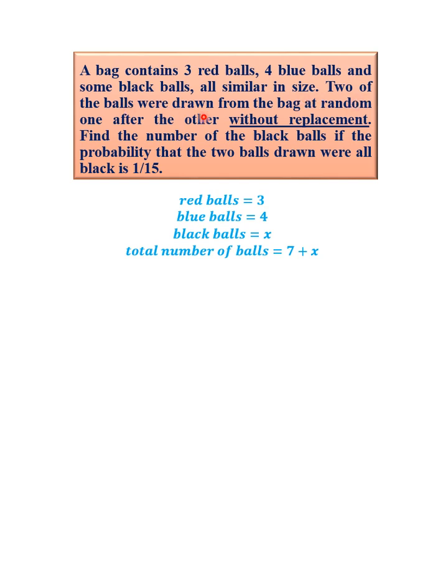2 of the balls were drawn from the bag at random, one after the other, without replacement. Without replacement is underlined to tell us that we need to take note of it in solving this problem. Now the question says find the number of the black balls if the probability that the 2 balls drawn were all black is 1 over 15. So the question says that the probability of the 2 balls drawn being black is 1 over 15.